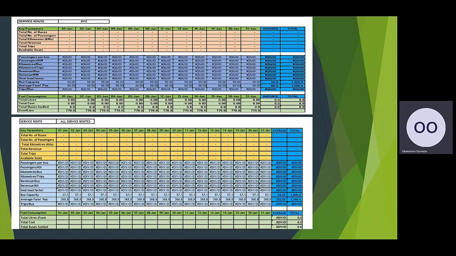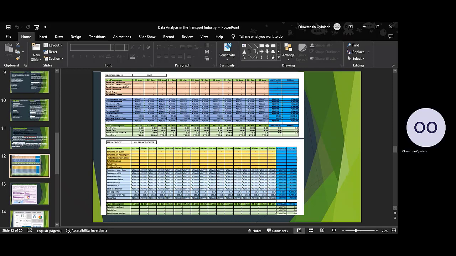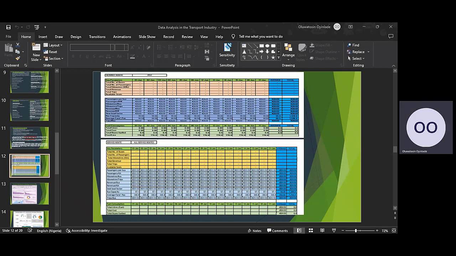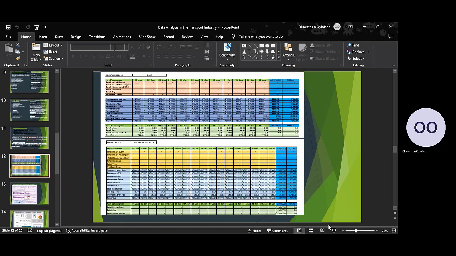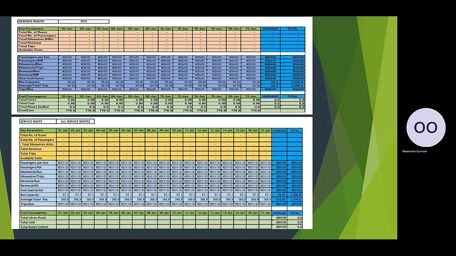So these are some of the KPIs that management look at to be able to make decisions. Revenue per kilometer, revenue per bus. Each bus, a particular bus, how much is it making for you at the end of the day? So you're able to look at all of these things. Then the trip per bus as well.